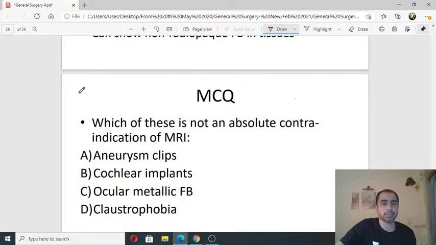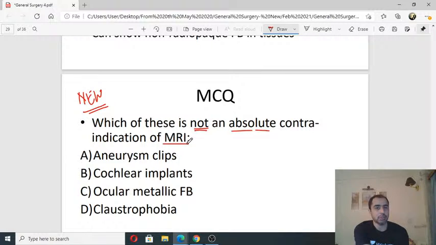Okay, new question. Which of these is not an absolute contraindication for MRI? Now that I am teaching orthopedics also, I could have changed the question a little bit. Next time I will change the options. Which of these is not an absolute contraindication for MRI? Aneurysm clips, cochlear implant, ocular metallic foreign body, claustrophobia.